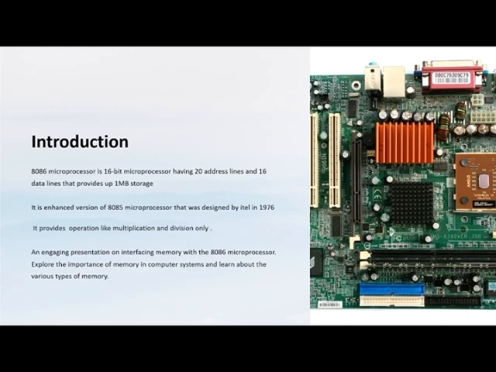Introduction of 8086 microprocessor. It is an enhanced version of 8085 microprocessor that was designed by Intel in 1976. It is a 16-bit microprocessor and has 20 address lines, and it provides a storage of 1 MB, or we can say that it has a memory of 1 megabyte. It provides operations like multiplication and division and has a powerful instruction set.